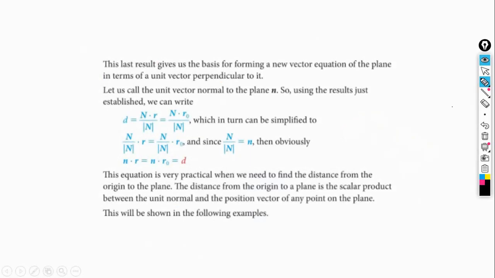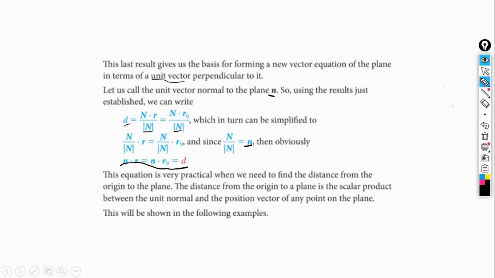So the last result gives us the basis for forming a new vector equation of the plane in terms of a unit vector perpendicular to it. Let us call the unit vector normal to the plane lowercase n. So using the results that we just established, we can write this, right? D is equal to n dot product r divided by the magnitude of vector n, and this is equal to n times r sub 0 divided by the magnitude of vector n. And of course, n over the magnitude of n is going to be the unit vector that is normal to the plane. So we end up with this here.